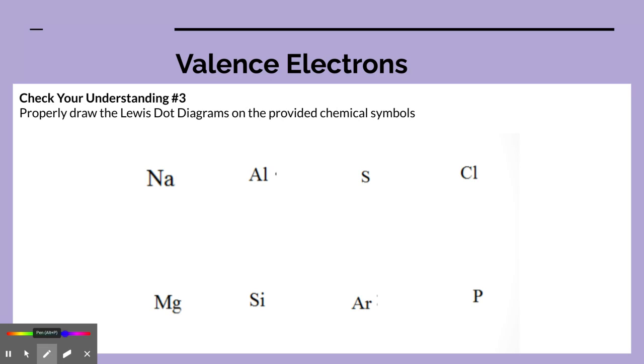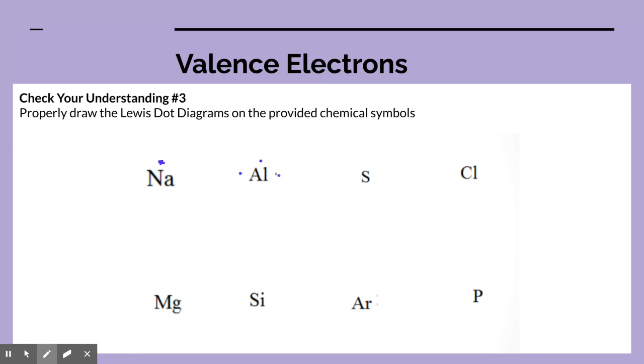Okay, so let's see here. Sodium is going to be found in column 1A. So sodium is going to be easy peasy. It's just going to be 1 dot. Aluminum is found in 3A, so it's going to have 3. So it's going to have 1, 2, 3. Okay.